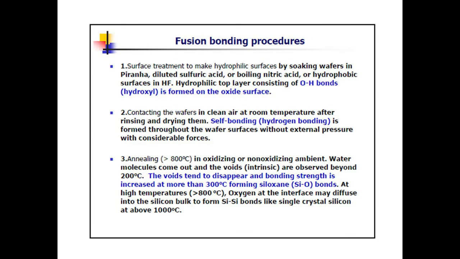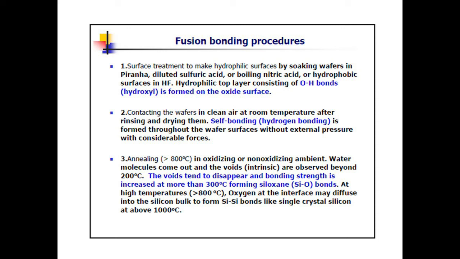Slide number 77 shows you the fusion bonding procedures. First of all, you need to do the surface treatment to make hydrophilic surfaces by soaking the wafers in piranha solution. This will create a hydrophilic top layer, which consists of hydroxyl bonds. Then we rinse and dry them. This self bonding is formed throughout the wafer surfaces without external pressure, with considerable forces, and the final step is to anneal at more than 800 degrees Celsius, in an oxidizing or non-oxidizing environment.